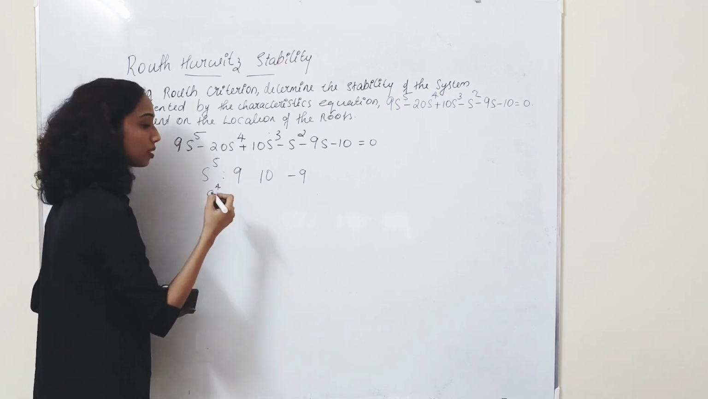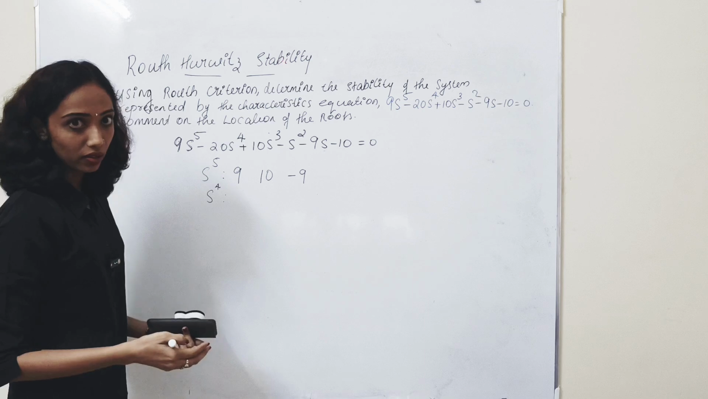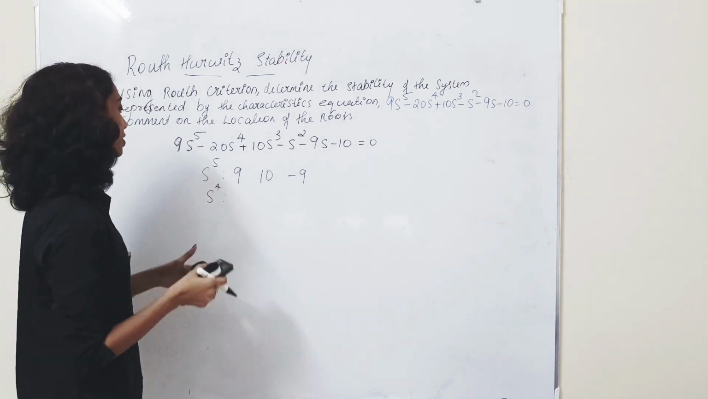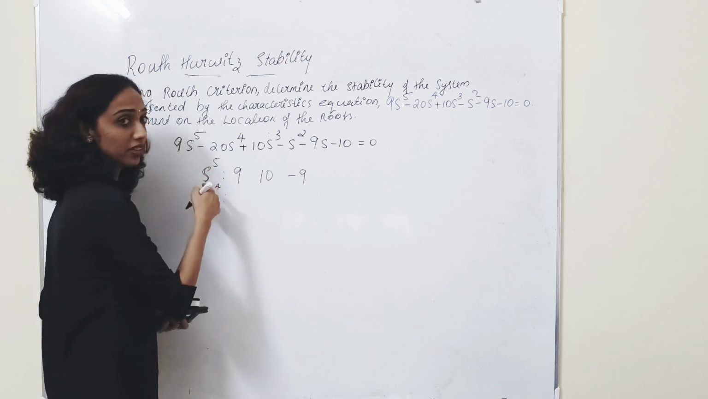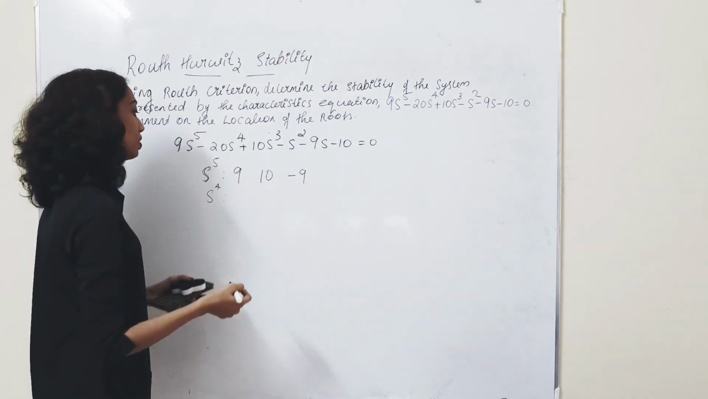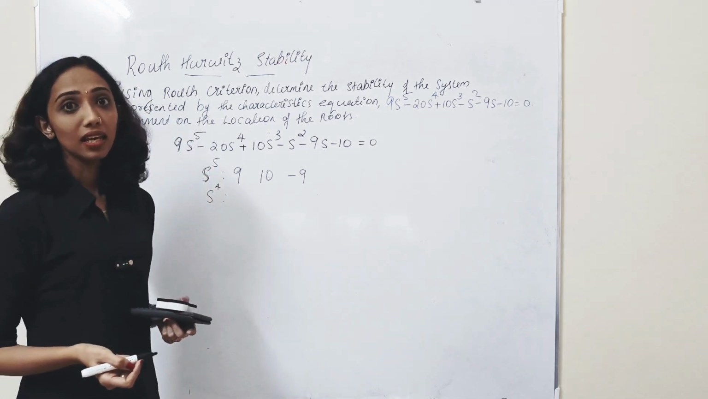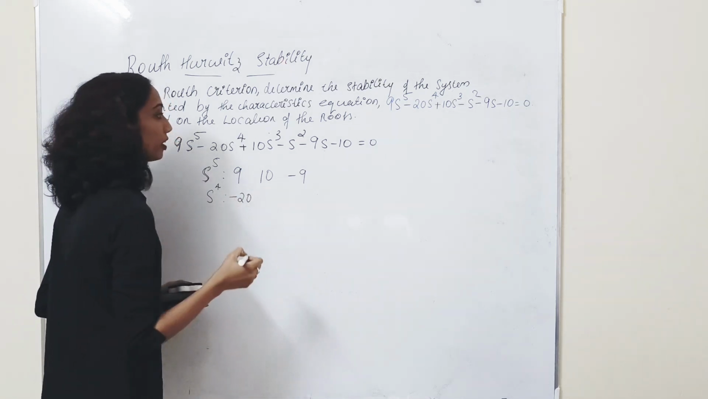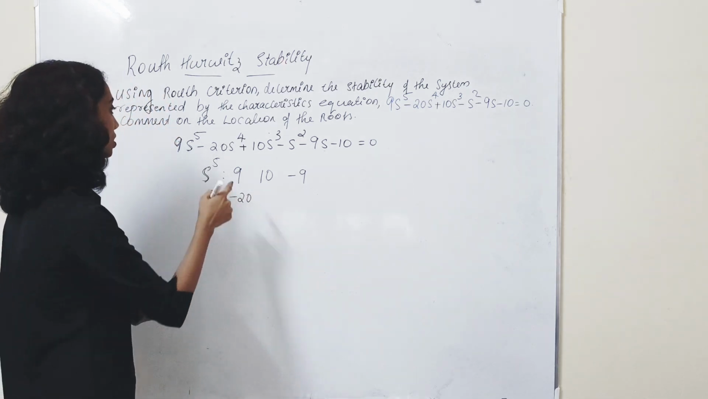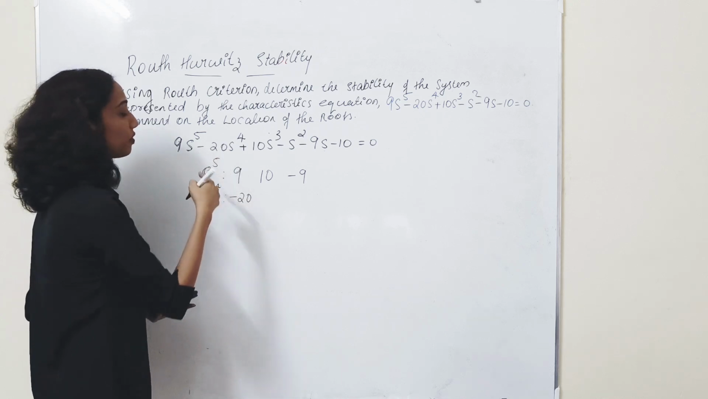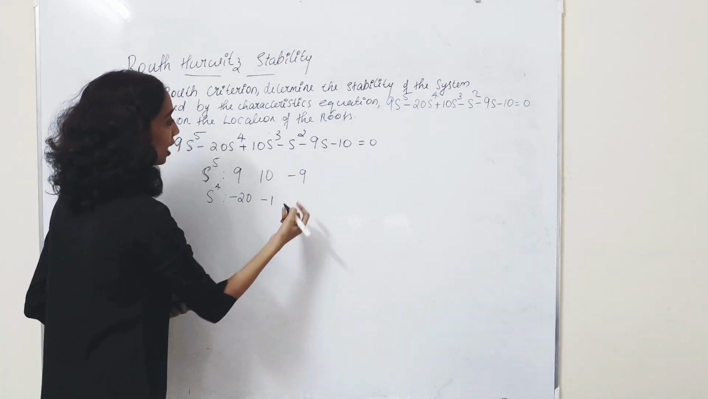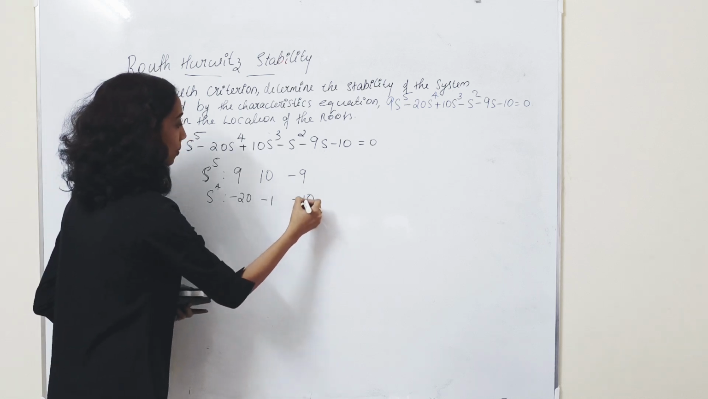Then the next row numbers are s raised to 4. We have to write it in order, descending order. So the first row is s raised to 5. Then the next row is s raised to 4. 4 is an even number. So we have to write all the coefficients of even powers in this characteristics equation. The coefficient of s raised to 4 is minus 20. Then the next one, s square, is minus 1 and s raised to 0 is minus 10.